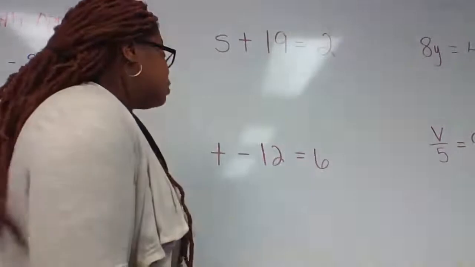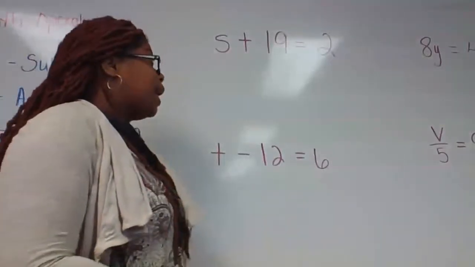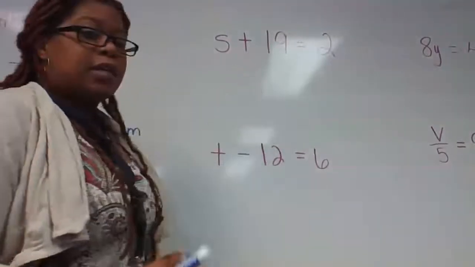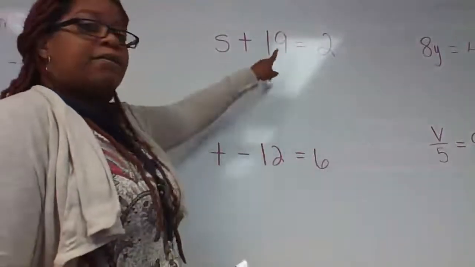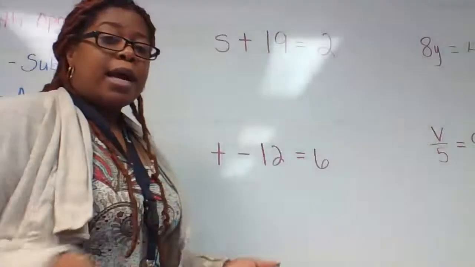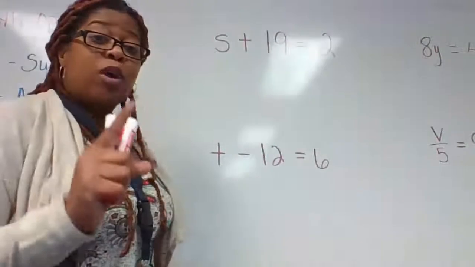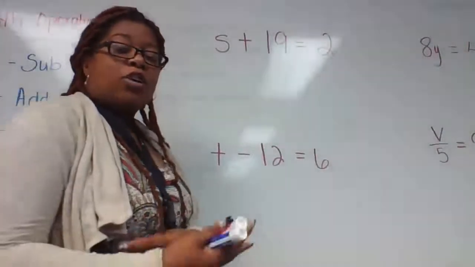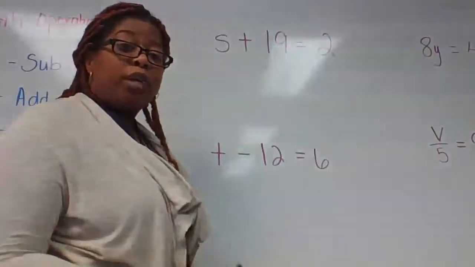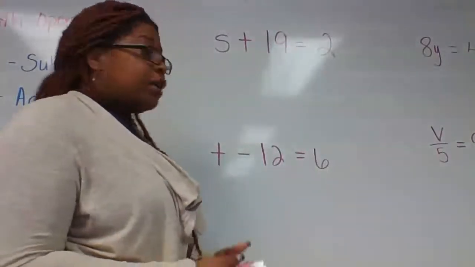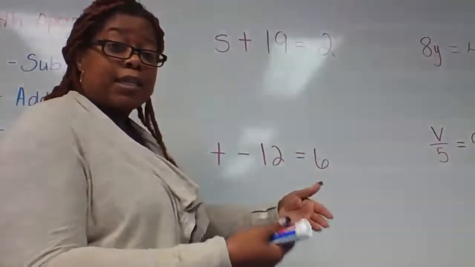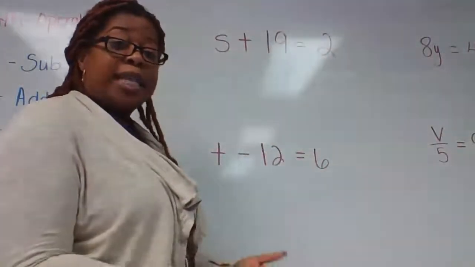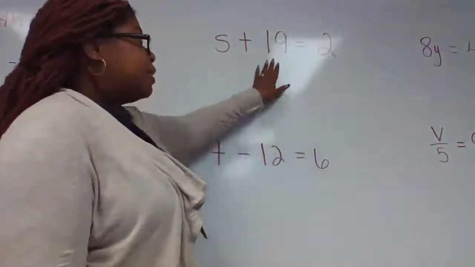So when we look at this problem, on the left side of the equal sign we have two terms. We have an S and we have a 19. But I don't want to have two terms. I only want to have one, and that is S. So that means I have to get rid of something. If I want to have S by itself, I have to get rid of what is with S, and that is 19.